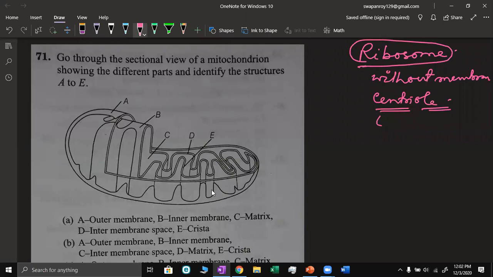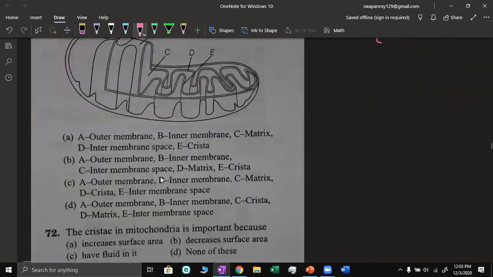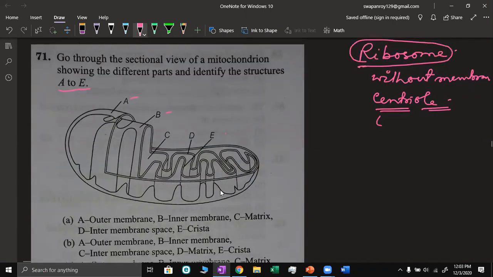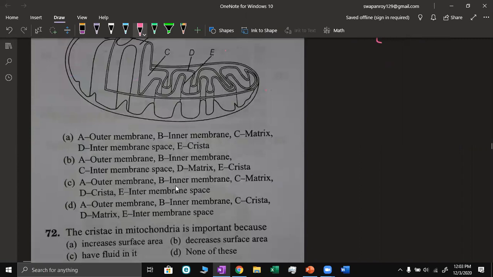Next one is based on the diagram, and here the diagram of mitochondria has been given, and in this you have to tell the labeling A, B, C, D, E. Go through the sectional view of a mitochondrion showing the different parts and identify the structures A to E. So these structures we have to identify, and the options are given here.